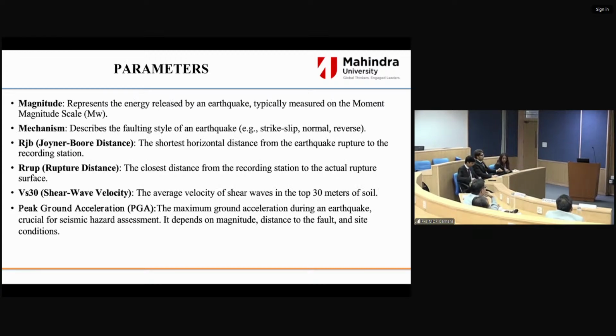This slide explains key parameters. Magnitude represents the earthquake energy. RJB and RUP measure distance to the fault. VS30 captures the soil properties. PGA is the maximum ground acceleration, which determines earthquake impact.